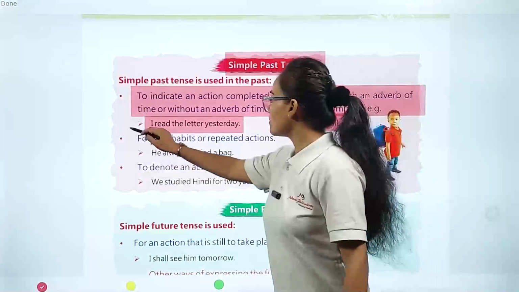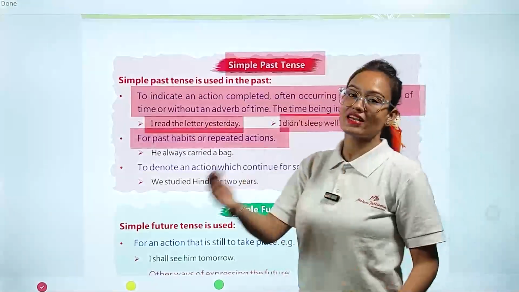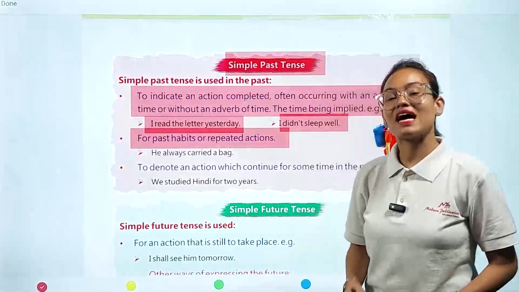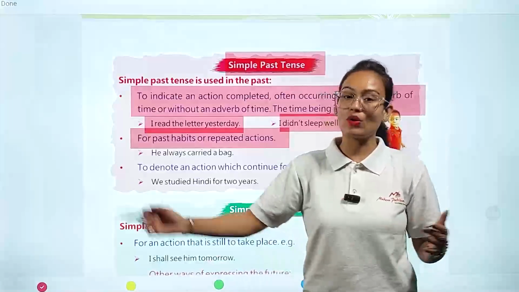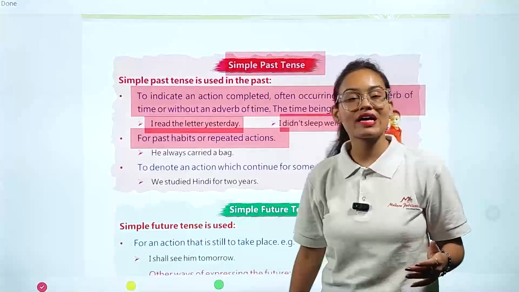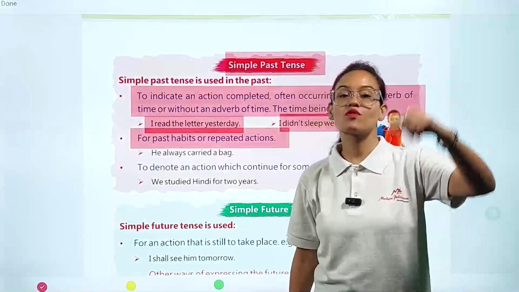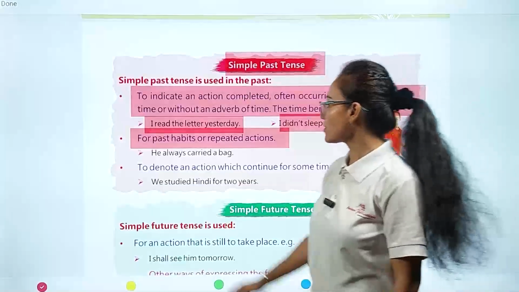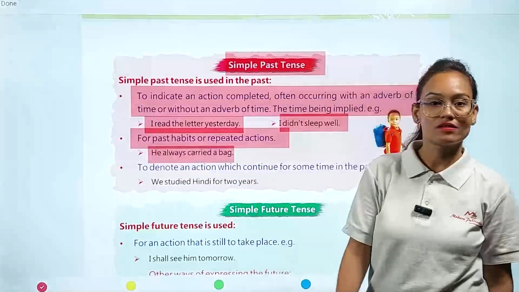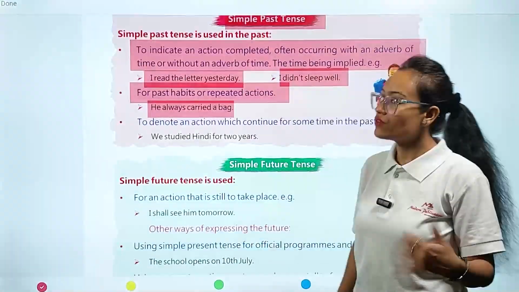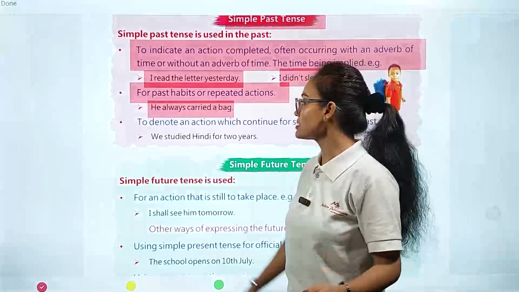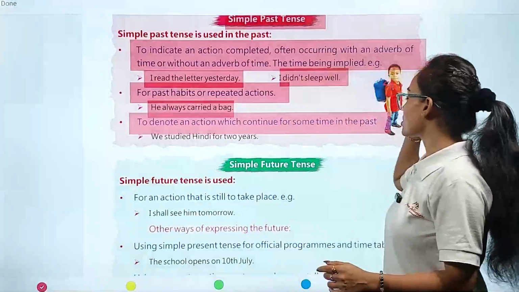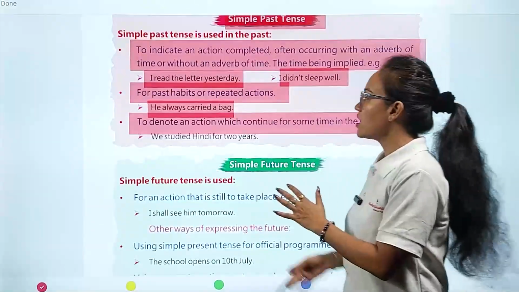Now the second one, for past habits or repeated actions, wherever we are talking about an action which is repeatedly ongoing, or about any habits performed in the past. Example, you can see, he always carried a bag. Now the third one, where we use simple past tense to denote an action which continues for some time in the past.